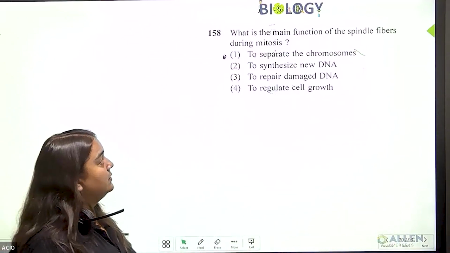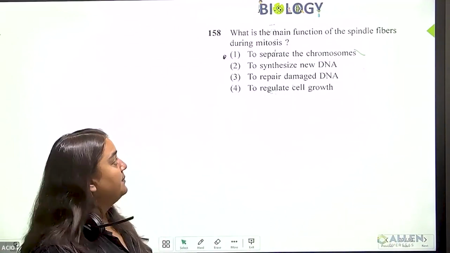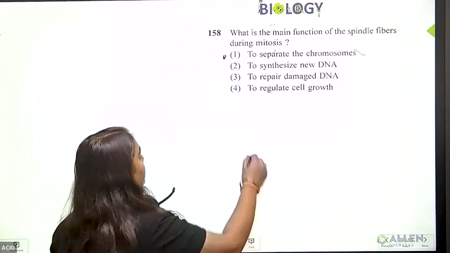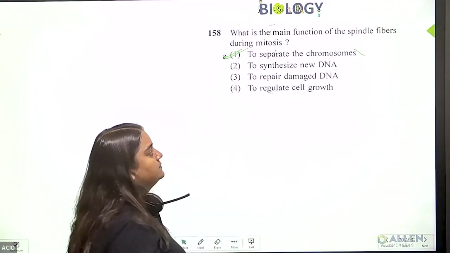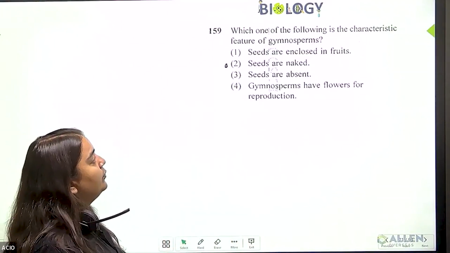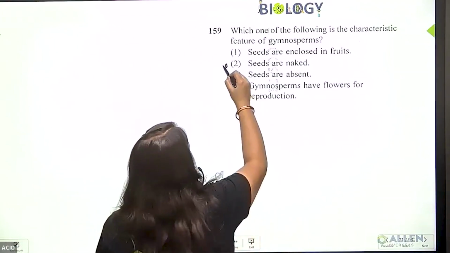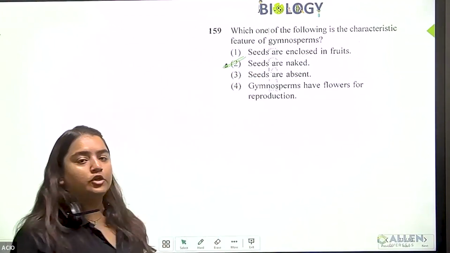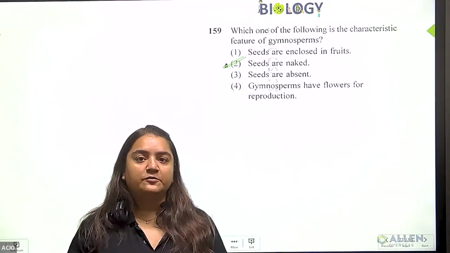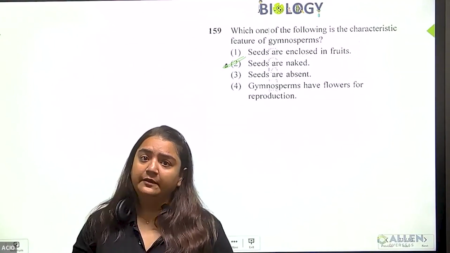Next, 158. What is the main function of these spindle fibers during mitosis? To separate the chromosomes. First option. Which one of the following is a characteristic feature of gymnosperm? The characteristic feature is that the seeds are naked, not enclosed by ovary. So that's why gymnosperms can only form seeds and never the fruits.